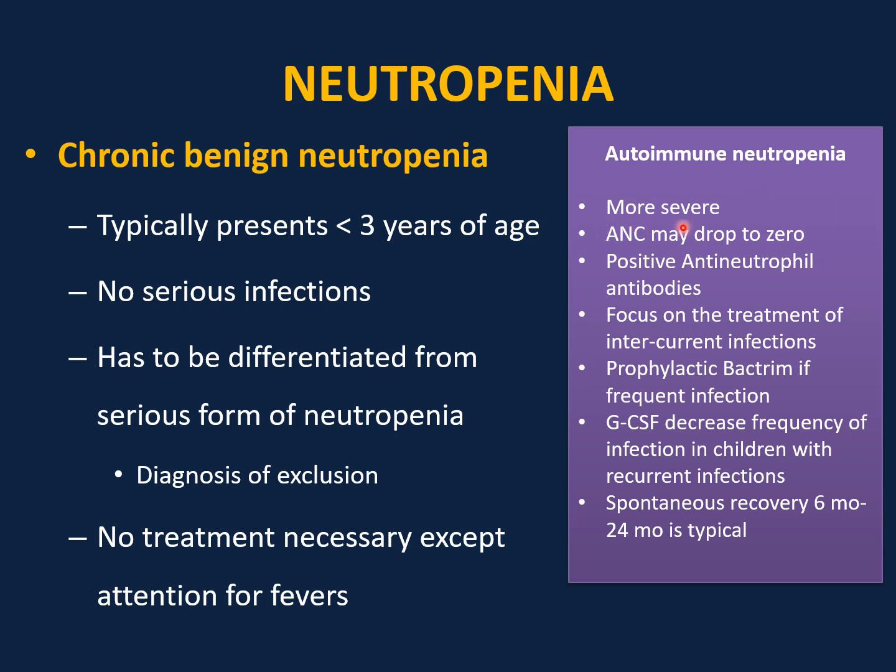Autoimmune neutropenia is more severe. ANC might drop down to 0. Usually these patients have positive anti-neutrophil antibodies. However, absence of these antibodies does not rule out this disease. Focus on the treatment of intercurrent infection with antibiotics. Prophylactic Bactrim if frequent infections. G-CSF, or granulocyte colony stimulating factor, will decrease the frequency of infections in children with recurrent infection. Spontaneous recovery is expected, typically between 6 months to 24 months.